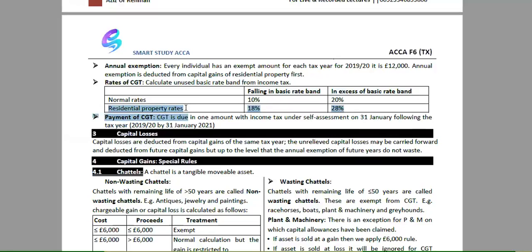Residential property rates. If an individual has any residential property, students please remember, the rate for residential property is a bit higher. Instead of 10%, it is 18%, and instead of 20%, it is 28%. So let's discuss an example on residential property gains as well, and that would be the last point for today.